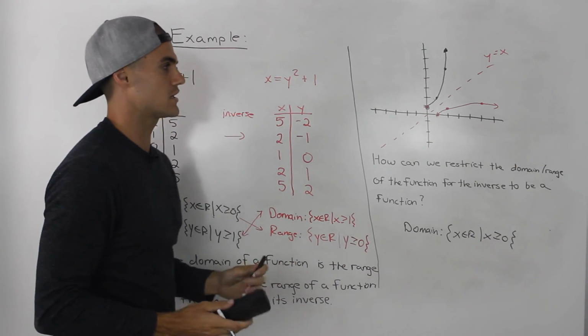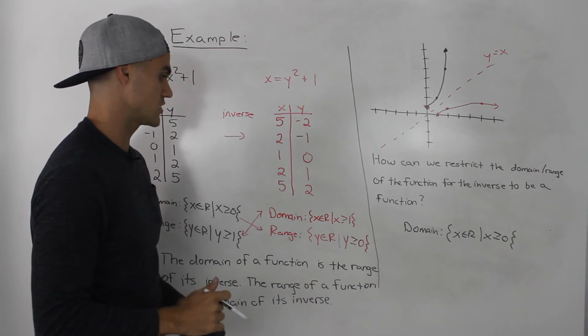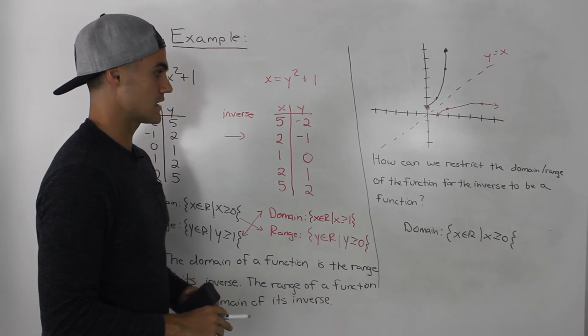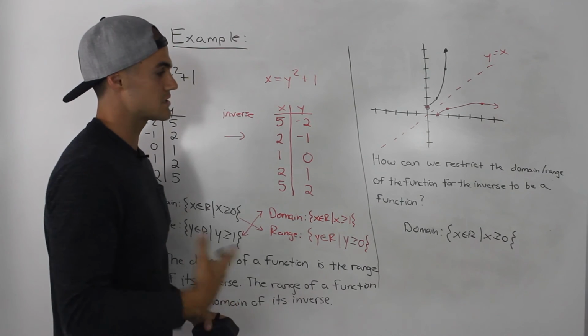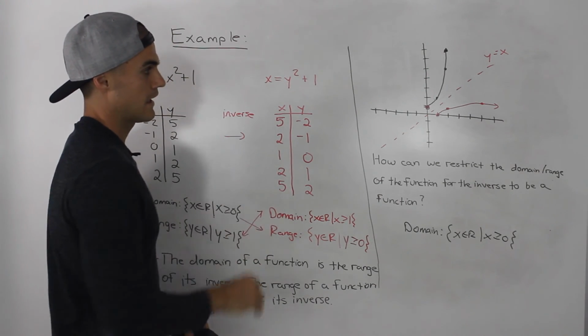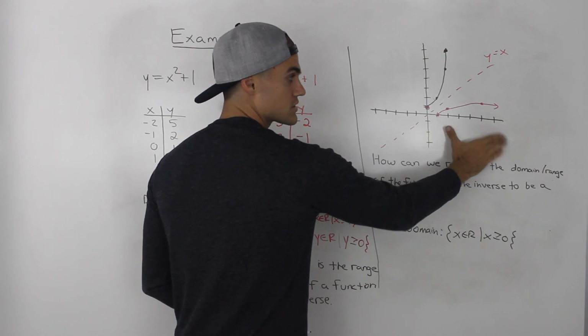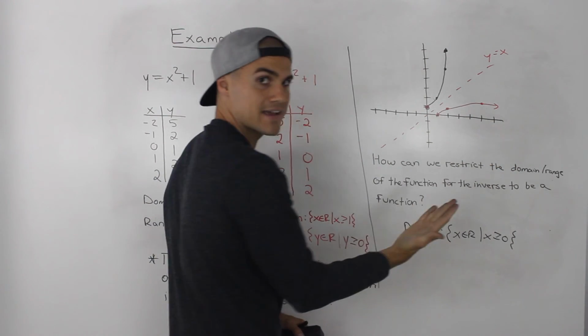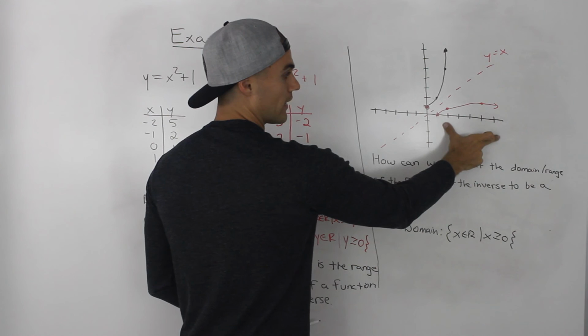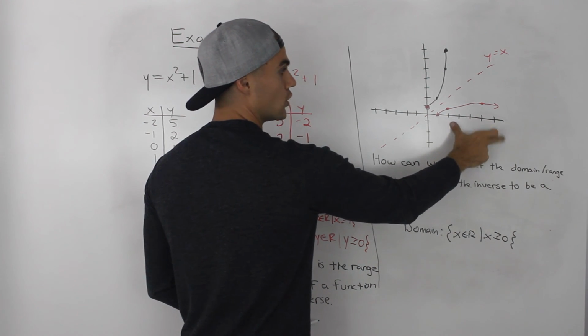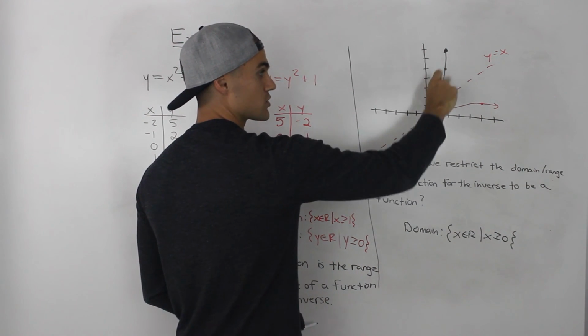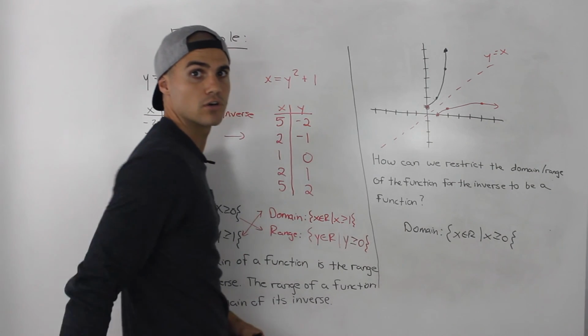A little bit confusing. You may have to rewatch that explanation a couple of times, but whenever you run into questions like this, the best thing to do is to graph them and then see what you can erase from the inverse in order for the inverse to pass the vertical line test. And then whatever you erase in the inverse, you have to know what you have to erase correspondingly in the original function.